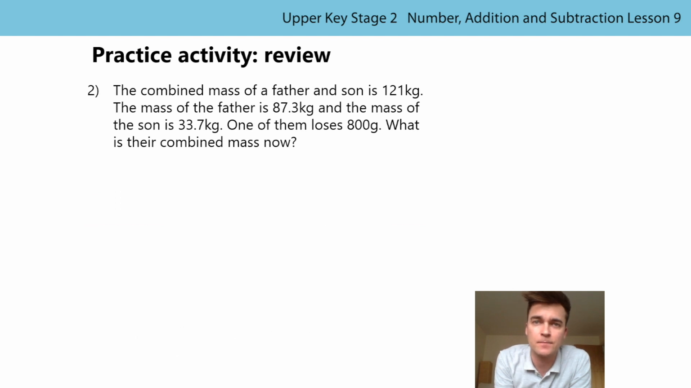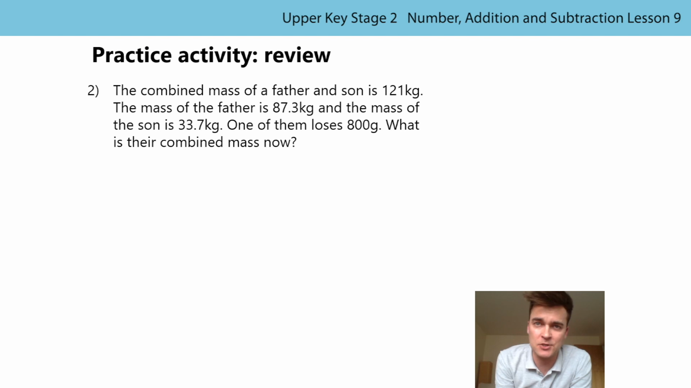Question 2. Can you read it aloud with me again? The combined mass of the father and son is 121 kilograms. The mass of the father is 87.3 kilograms and the mass of the son is 33.7 kilograms. One of them loses 800 grams. What is their combined mass now?